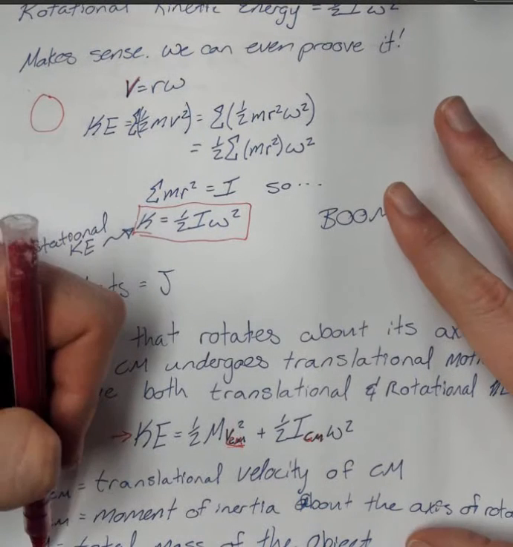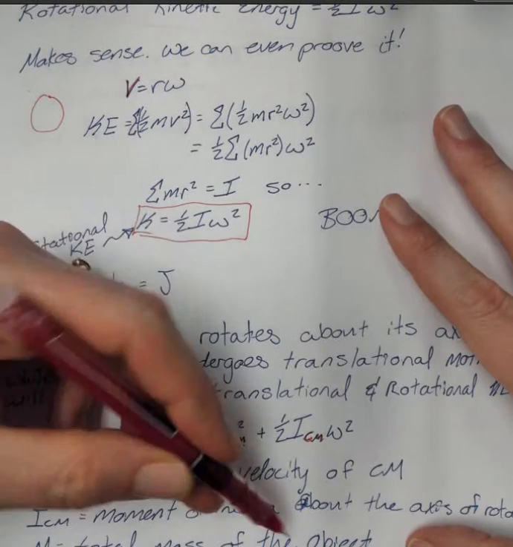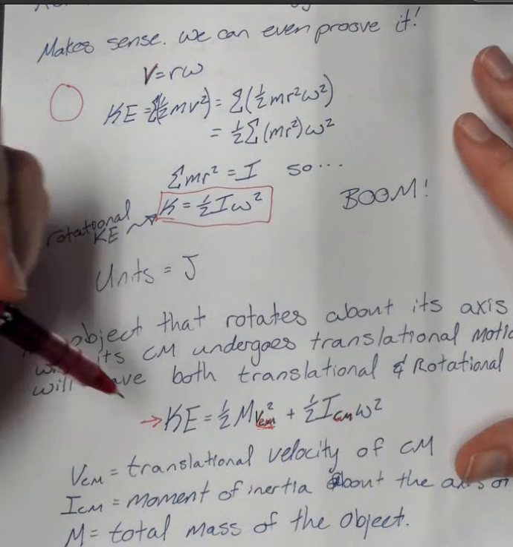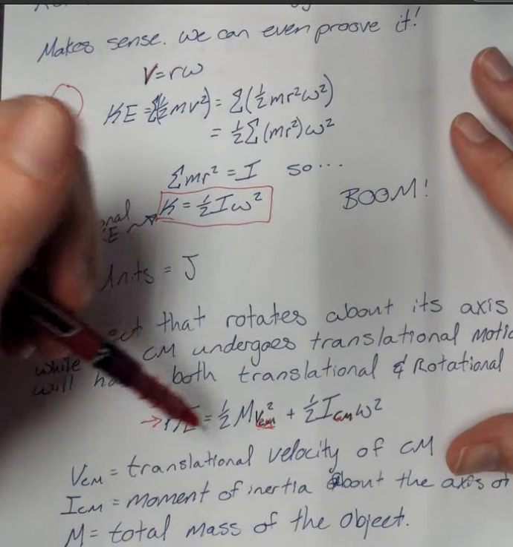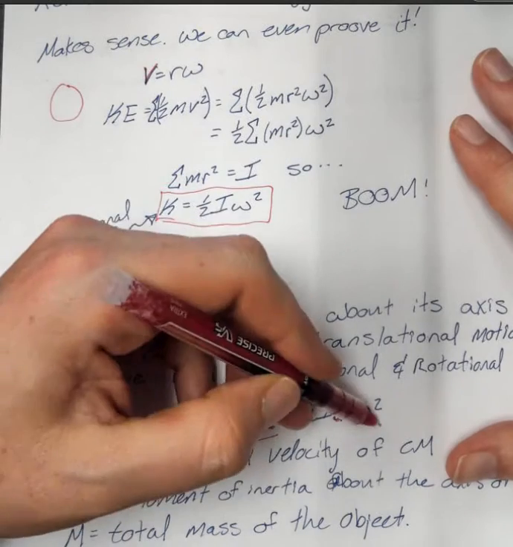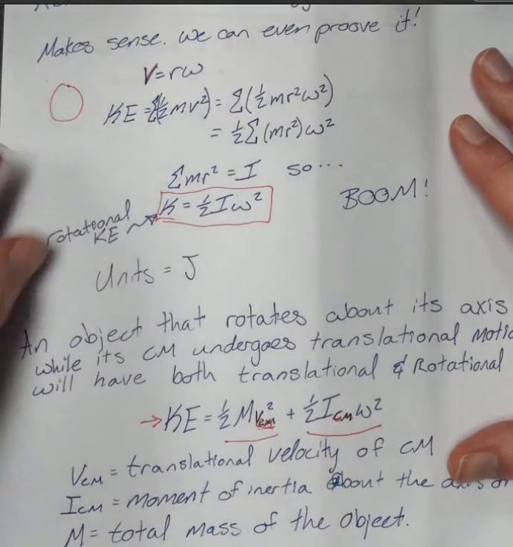And the capital M here is for the total mass of the object, because remember, every single particle has kinetic energy, so that means that we would have to find the total linear kinetic energy of all of those particles and the total rotational energy of all of those particles.